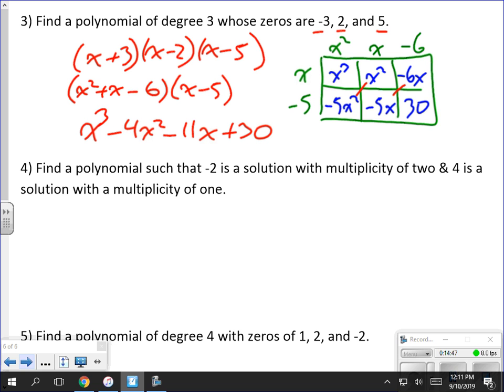Next one, same idea. Find a polynomial such that negative 2 is a solution with a multiplicity of 2. The negative 2 means that I am going to have x plus 2 as a factor. And the multiplicity of 2 means that that is going to be squared. And then 4 is a solution, so I have x minus 4 with a multiplicity of 1.